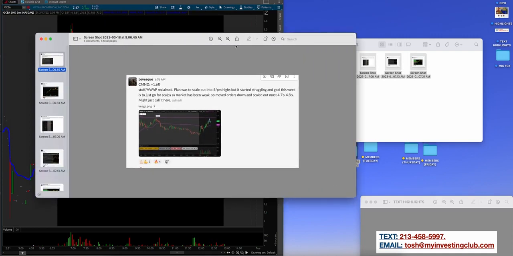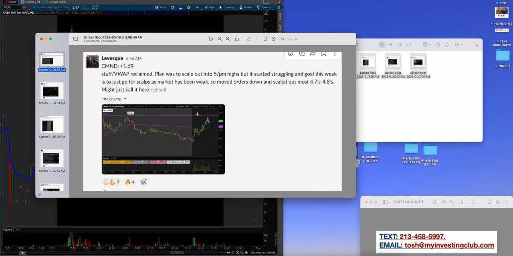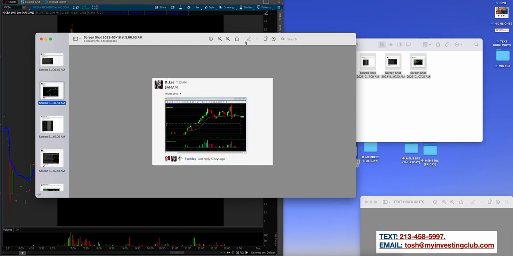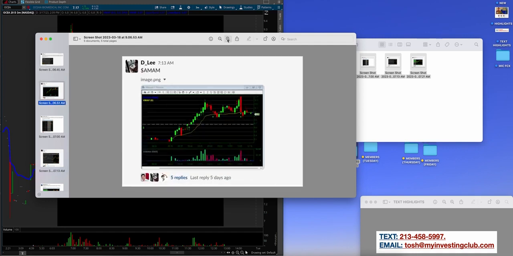I loved what Levesque did on CMND on this reclaim. Sold right where he should have, right into where it failed before. Really good use of lines. D. Lee, AMAM, really good job, guys.